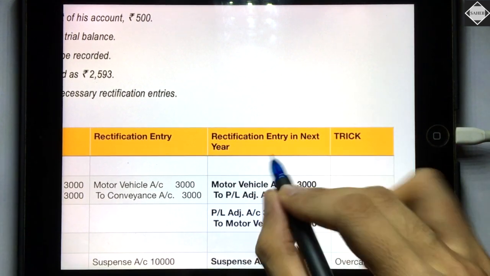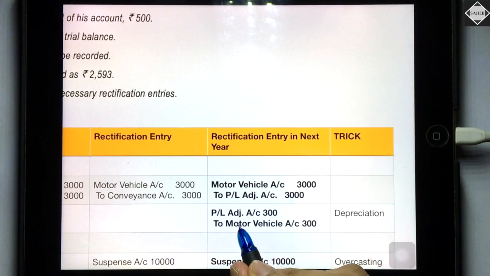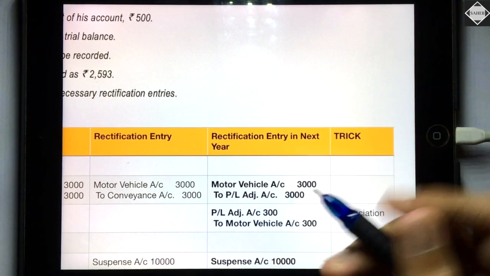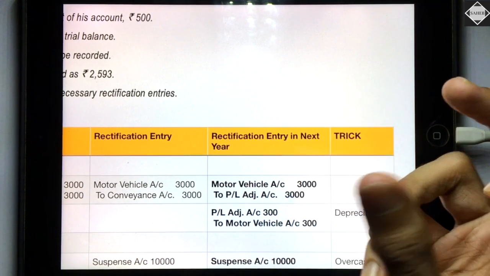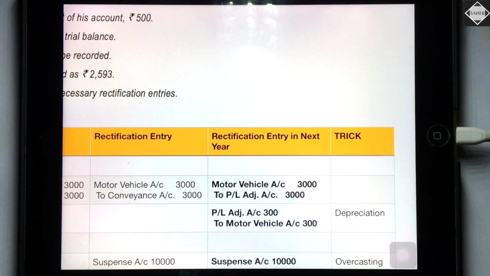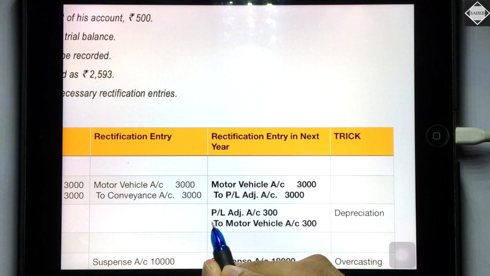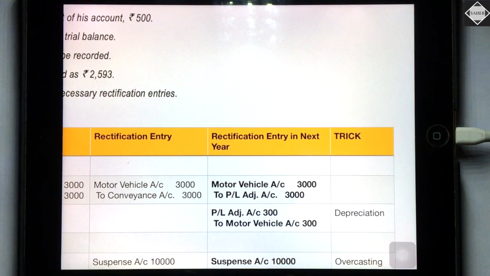But in the rectification in the next year, you cannot debit or credit an expense account. Depreciation is a non-cash expense, it's an expense. So you cannot debit depreciation. So what will you debit? The profit and loss adjustment account. Is that clear? Profit and loss adjustment account 300 to motor vehicle account 300. This is the depreciation charged.